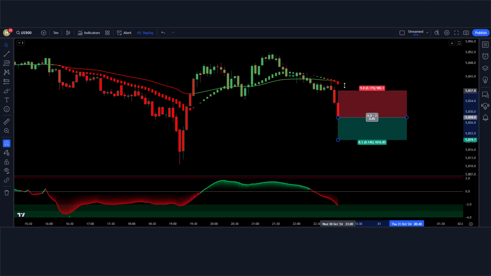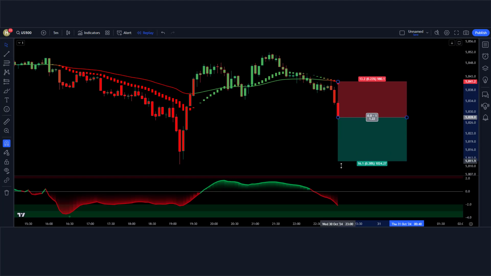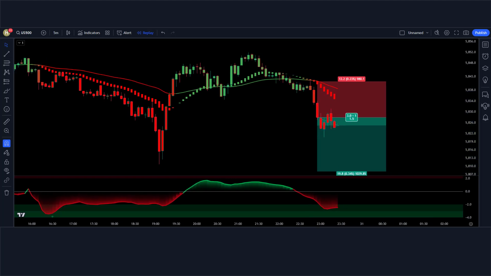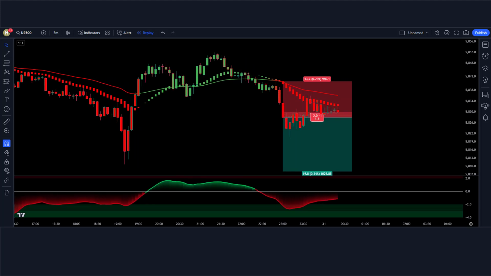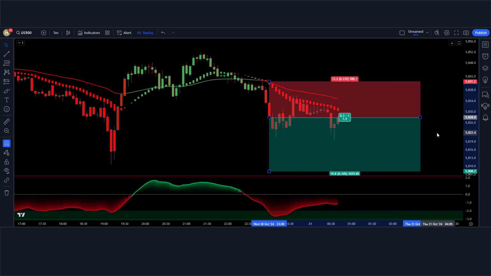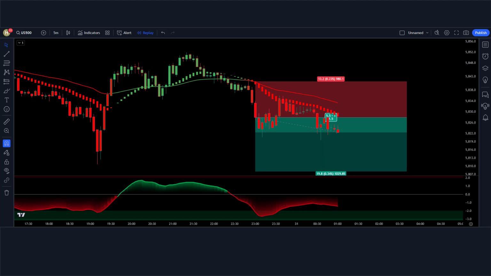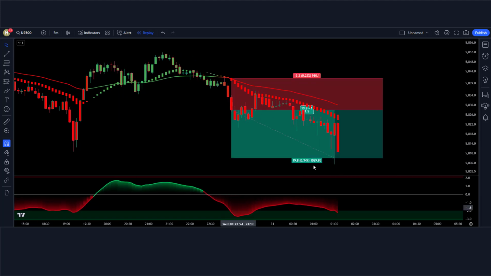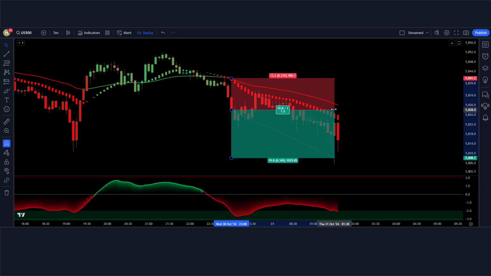Our stop loss will be placed at the high of the HAMA candles, and the risk to reward ratio will be 1:1.5. Let's see what happens to our trade. Our trade is running in profit. We have won the trade. Wait for the next signal.